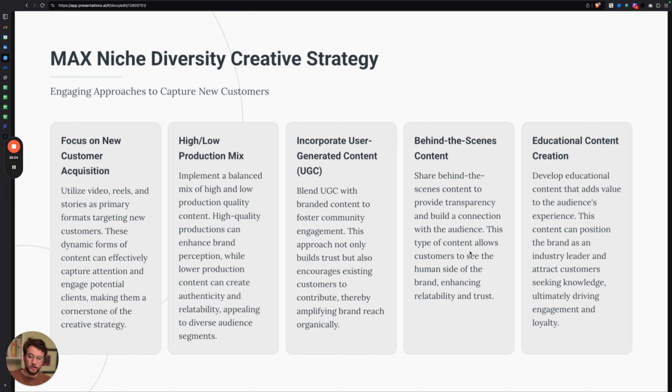It's going to be huge, and the Andromeda algorithm is absolutely built for this. And this is really what's going to perform. High variability in the format, the messaging, the angles, and the style of creative that you have. That's going to be how you maximize your results.